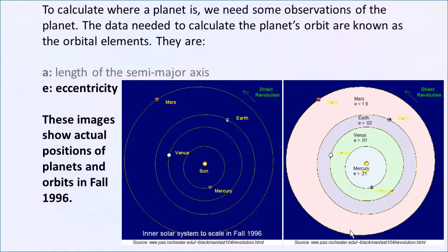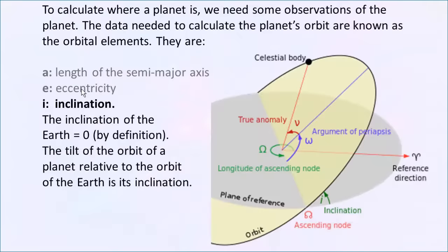Okay, so to calculate the positions of the planets, we need to know how far away the planet is. That's the semi-major axis. We need to know what the eccentricity is. How close to round is the orbit? Or not close to round, long and skinny. That's the eccentricity. And the third thing we need to know, not necessarily in this order, is the inclination. Let's pick up with inclination in the next video in this series. We're getting a lot of information, so let's take a break here.